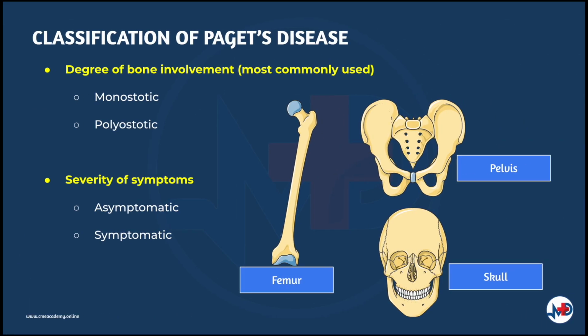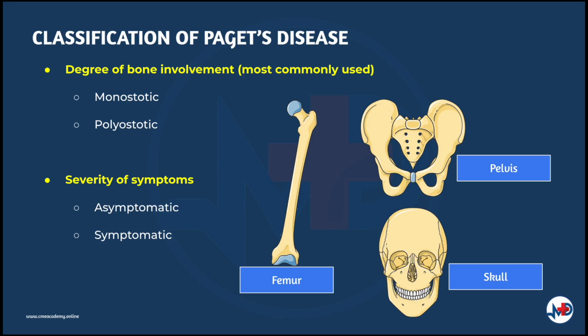Paget's disease is most commonly classified according to the degree of bone involvement. Monostotic bony involvement means that only one bone is affected, most commonly the femur. Polyostotic disease, which is more common, involves more than one bone and usually affects the femur, pelvis, skull, or tibia.